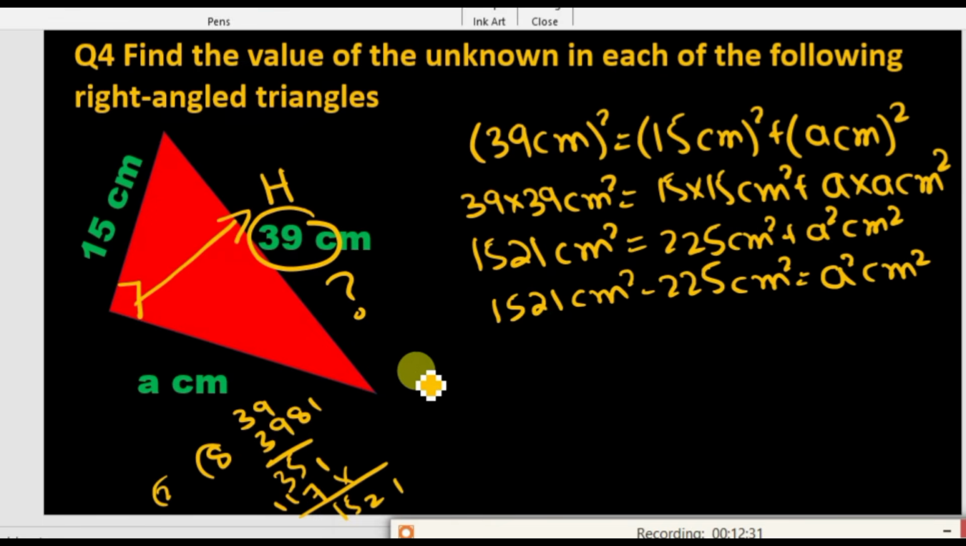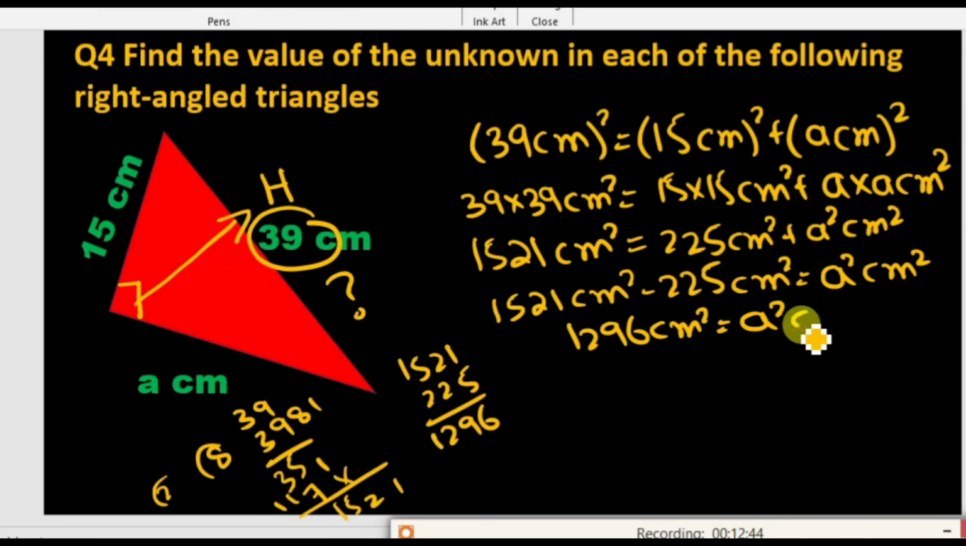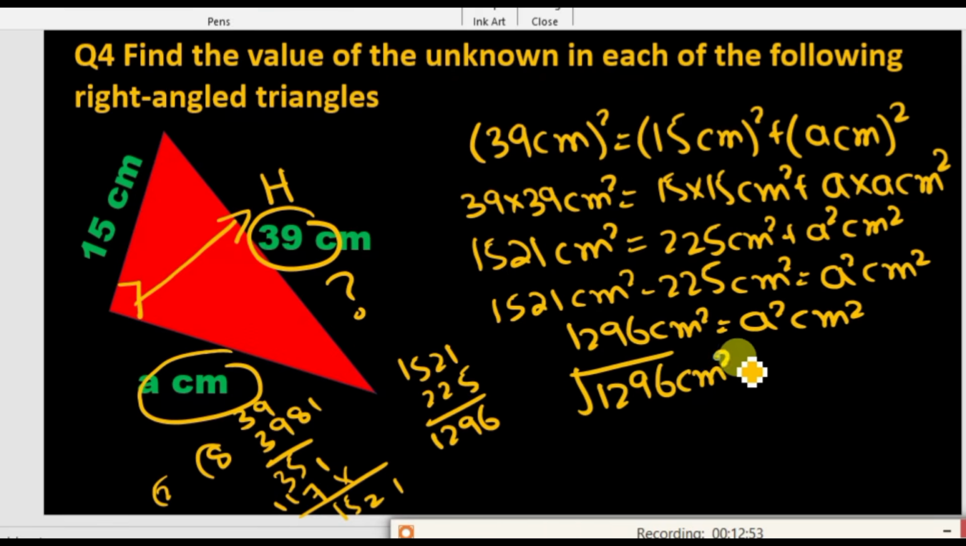1521 minus 225. The answer is 1296. 1296 centimeter square is equal to a square centimeter square. But you have to find the value of a, not a square. Applying square root on both sides, the square root cancels. The square root of 1296 is equal to 36.